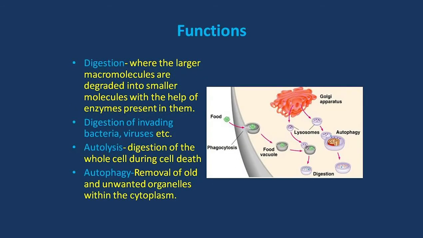Now let us look at the functions of the lysosomes. Number one, digestion of food materials. Number two, digestion of harmful materials such as invading bacteria, viruses, etc. Number three, autolysis. This happens during cell death. During cell death, all the lysosomes in a cell break open and release their contents into the cell, which digests the whole cell. That is why lysosomes are called suicidal bags of the cell. Fourth function is autophagy, which is removal of old and unwanted organelles within the cytoplasm.